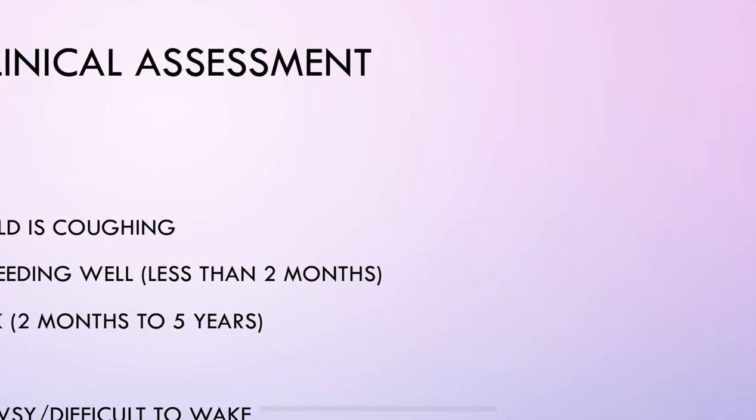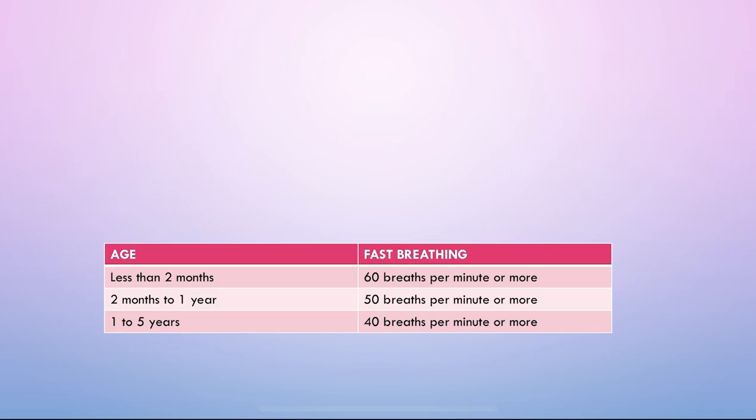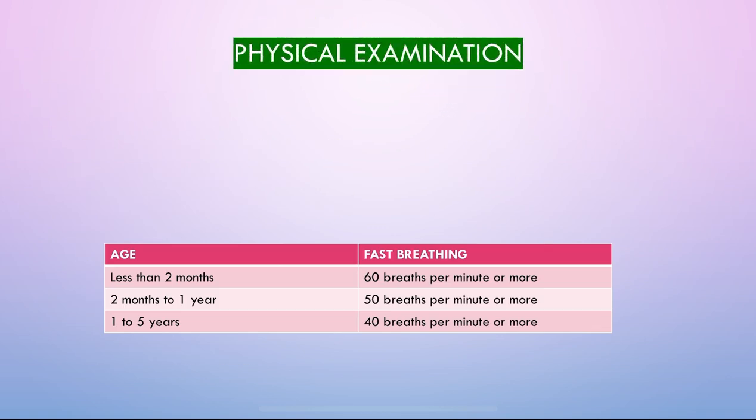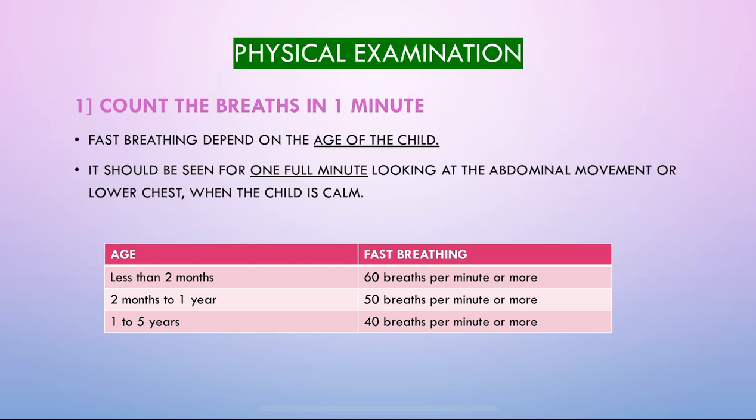Next, we need to look and listen to the following. Count the breath in 1 minute. Under the physical examination, we are starting the physical examination, wherein we will count the breath in 1 minute. As the children get older, their breathing rate will slow down. Fast breathing will depend especially upon the age of the child. So we see that as the children get older, the breathing rate will slow down. Therefore, the cutoff point used to determine if the child has a fast breathing or not will depend especially upon the age of the child. That is the reason in the history we ask about the age of the child.